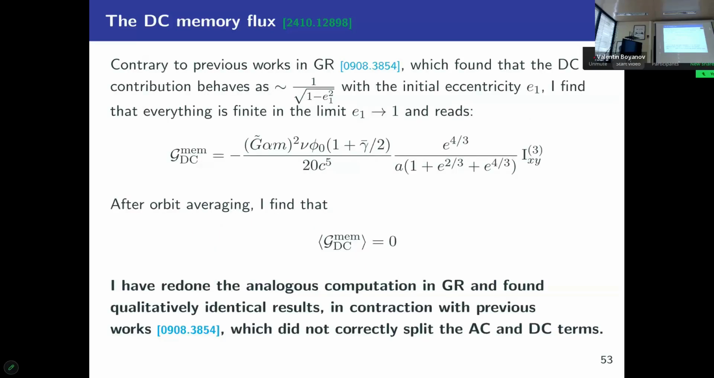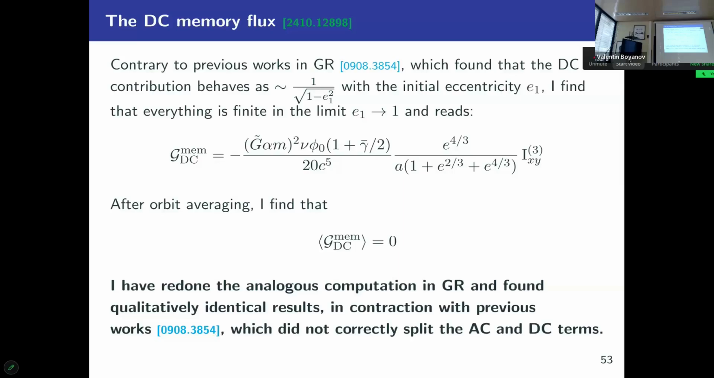And so this is important. In GR, it was found initially in this paper that the DC contribution diverges in the initial eccentricity. So if the initial eccentricity goes to 1, your DC contribution blows up, which is kind of weird, right? And so here in scalar-tensor theory, I found no, everything's quite convergent. And I get a result which looks like this. And this is a finite result. And if I orbit average, it's 0.